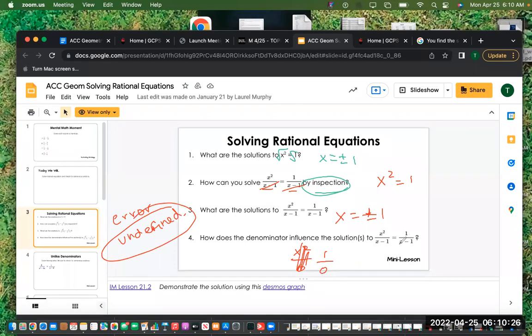1 can't be a solution because it's an extraneous solution. Sorry, I should probably just erase. You would not include 1. So your final answer would be x equals negative 1, because if I plugged in negative 1 in the bottom, it would not give me 0.